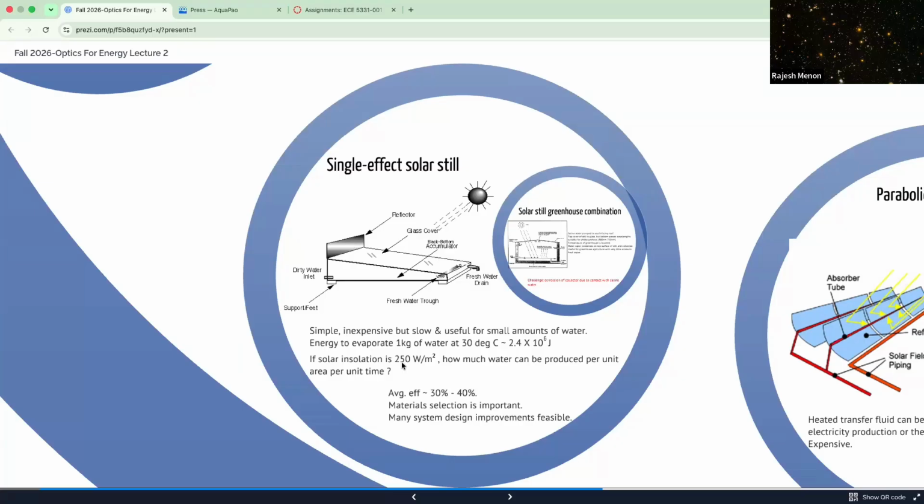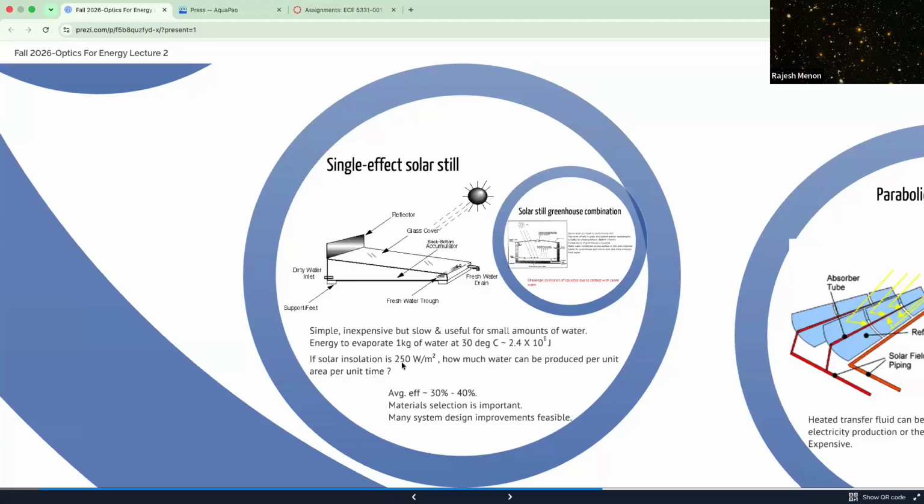Okay, watts are joules per second. Everybody knows that, so I just converted that. What am I asking here? How much water is produced per unit area per unit time? So this is joules per kilogram. Correct? Everyone okay with that? Okay.